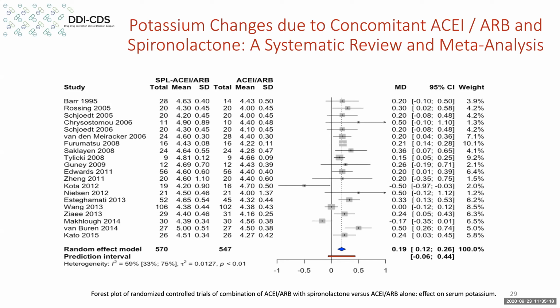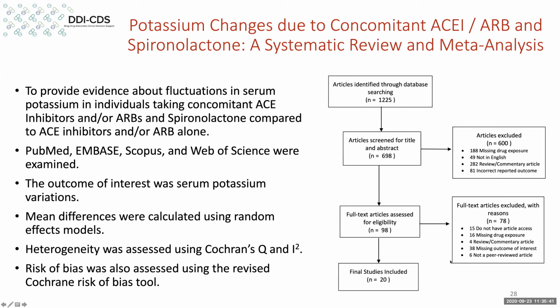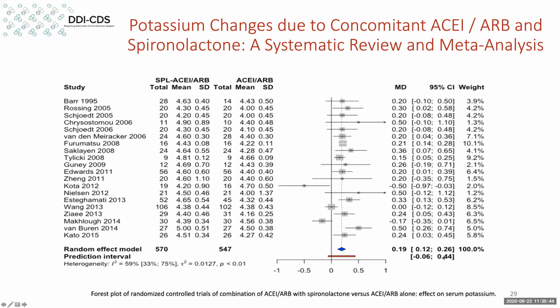So when considering all of these studies together, you can see at the very end there is a dark blue diamond. The serum potassium increase with a mean difference of 0.19 milliequivalents per liter, with a confidence interval of 0.12 to 0.26. And the results, as you can see too, have an intermediate heterogeneity, because as I said before, we also saw this variation.